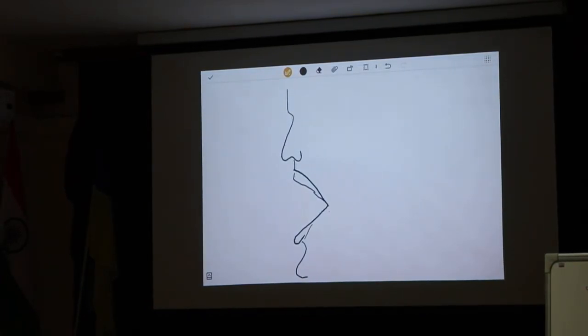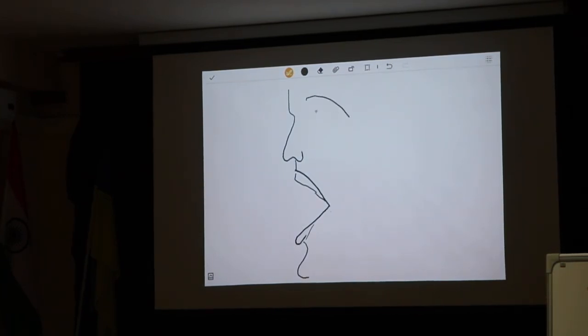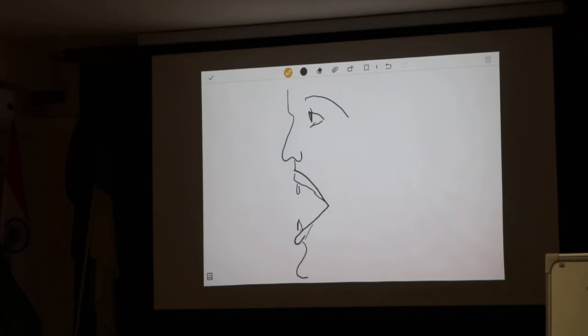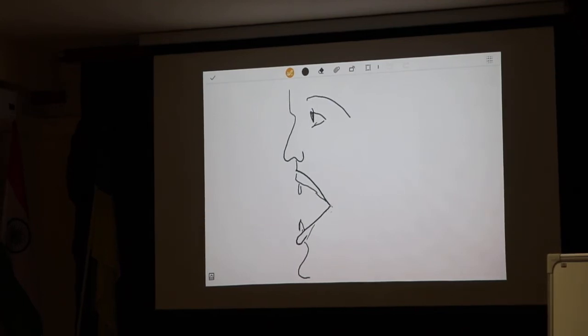This is our mouth. Это рот. If you want, I can finish this by making an eye. But this is our mouth. And this is where our teeth are. And now we have a tongue which has to move. Okay?